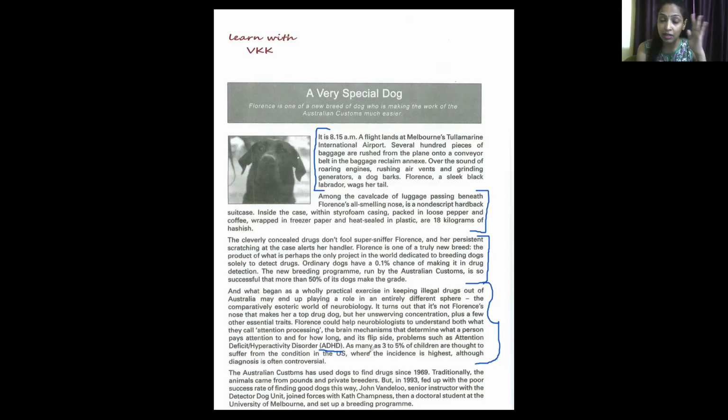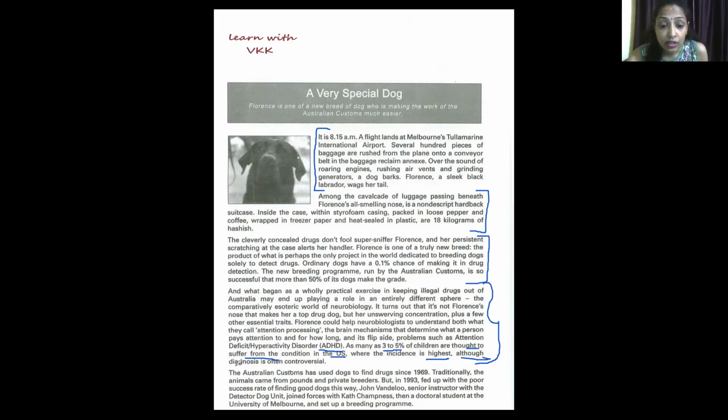I get introduced to ADHD, so I need to find this out. Keep your brain in one direction. Don't let it wander. Don't let it get distracted. I read it further just to find if anything at all is given. As many as 3 to 5% of children are thought to suffer from this condition of ADHD in the US, where the incidence is highest. Do we still get to know whether the methods of determining are widely accepted? Not yet. I read it further.